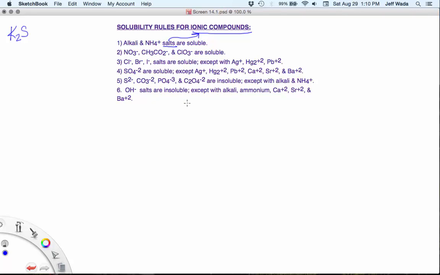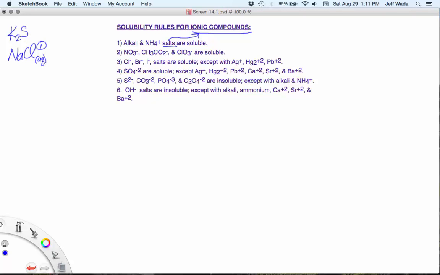Alright, so let me give you a couple examples. We'll do them together, and then I'll have you do a couple on your own. So how about this compound? Sodium chloride. According to the rules, is it soluble or insoluble? Well, according to rule number 1, because sodium is an alkali metal, this would be soluble. So to represent it as being soluble, we put in parentheses subscript AQ, which means it dissolves in water.